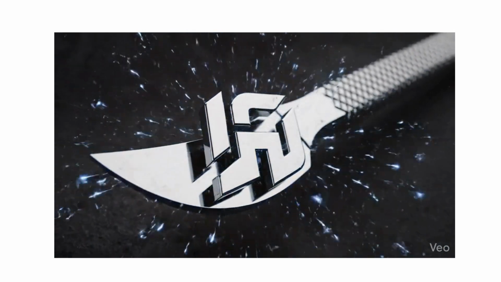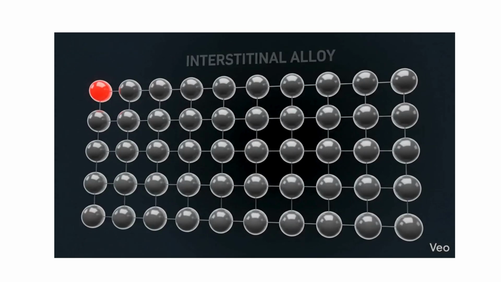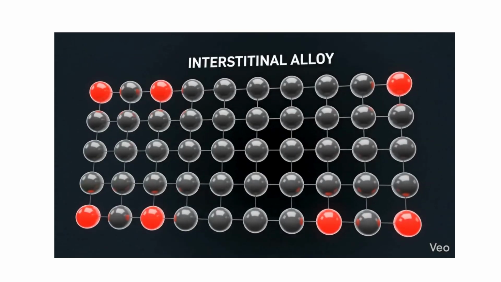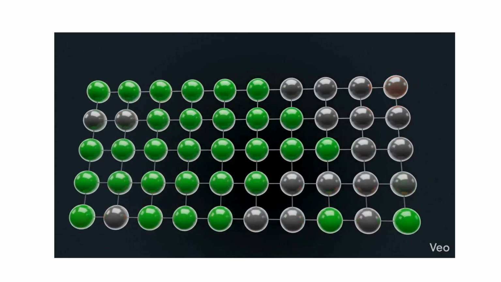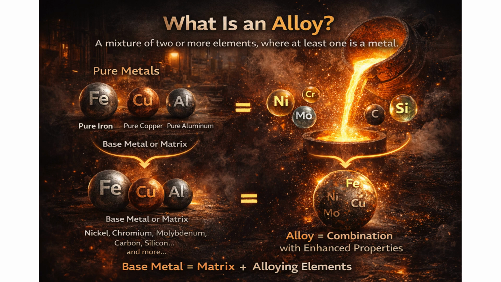A pure metal, like pure iron, pure copper, or pure aluminum, has specific properties. But pure metals are often too soft, too brittle, or too reactive to be useful in engineering applications. So what do we do? We mix them.